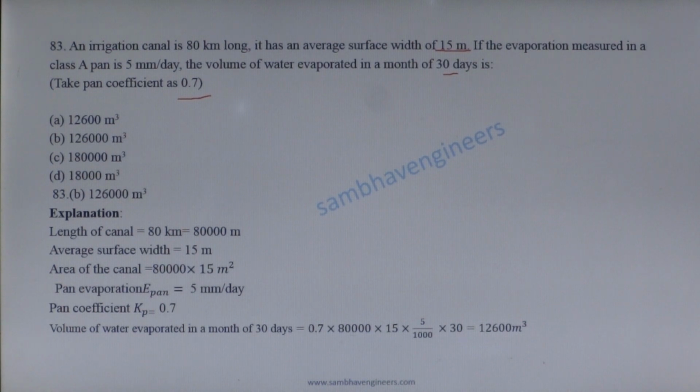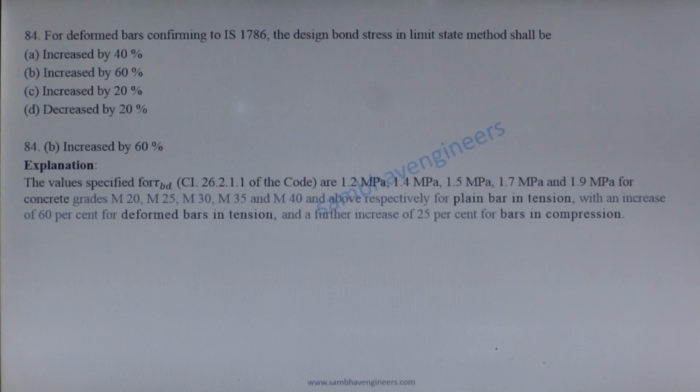0.7 multiplied by Pan coefficient, 80,000 multiplied by 50, area of water surface, multiplied by 5 by 1000, convert 5 mm into meter, multiplied by 30 is equal to 12,600 cubic meter. Next question.